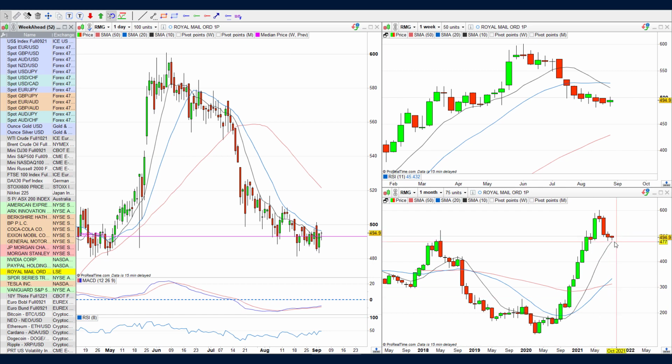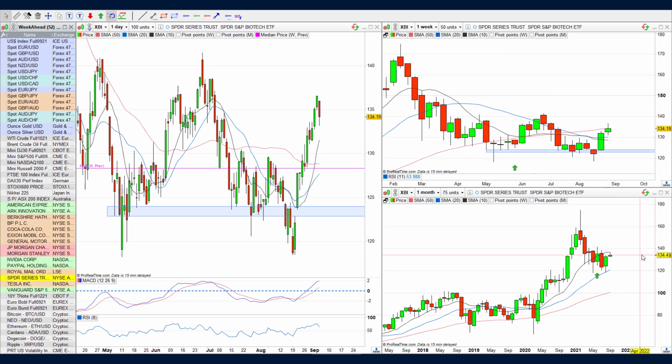I think what I'd prefer to see is a bit more of a bullish monthly candle at this point in time. I'm not convinced just yet. It's a little bit too soon. I'd like to see that on the monthly.